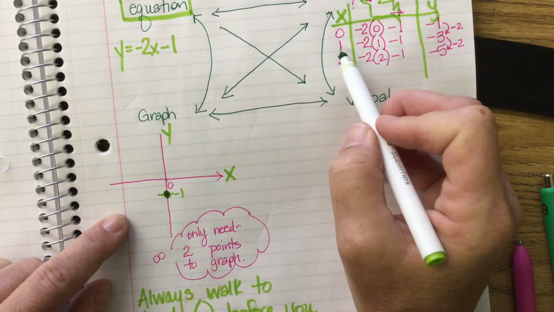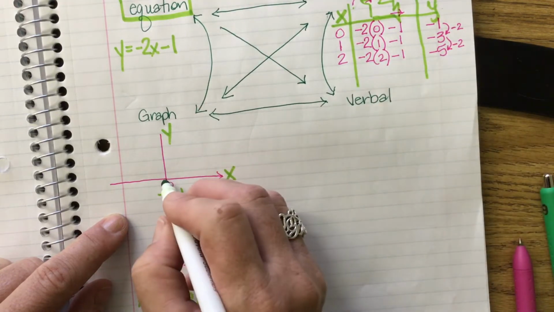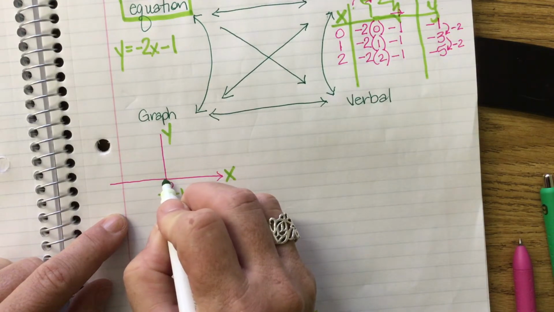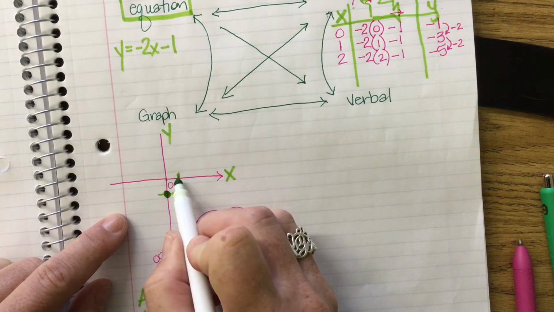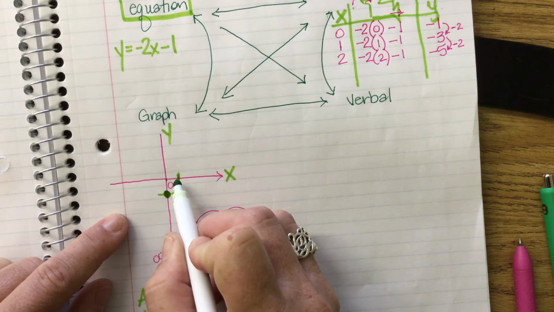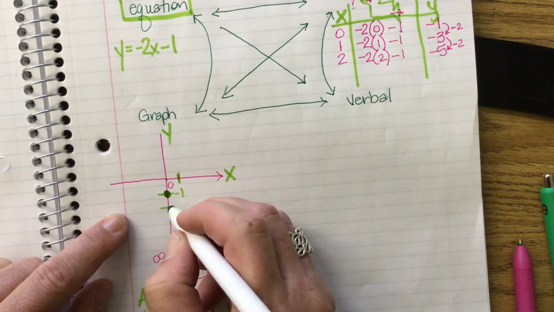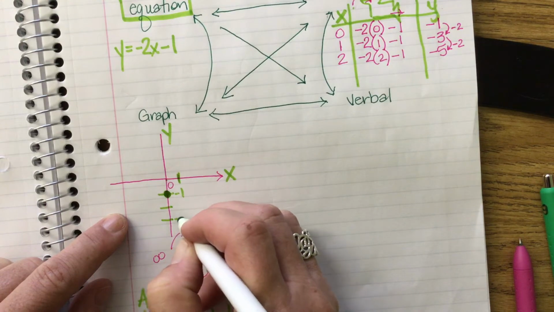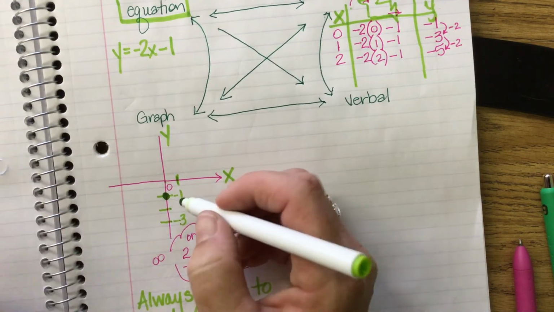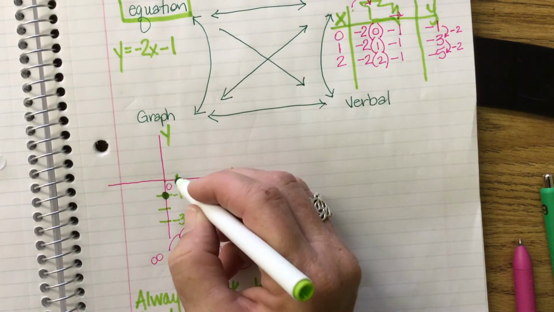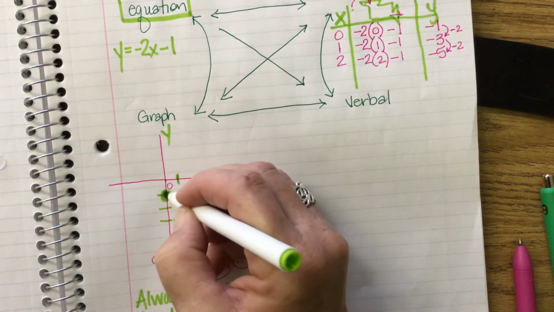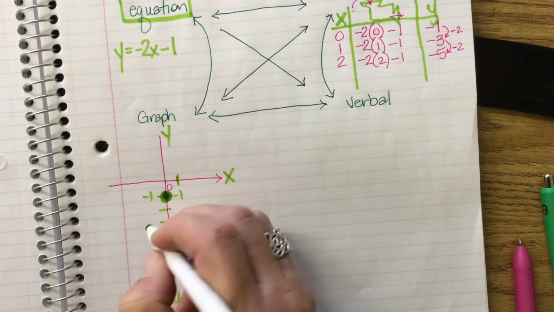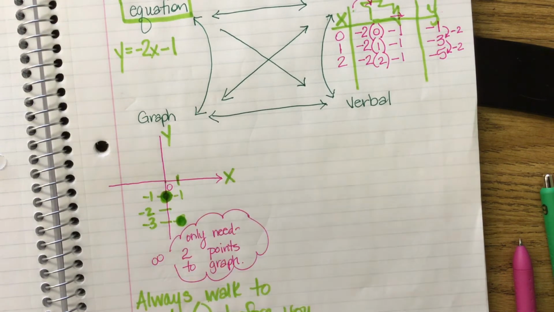Now I'm going to plot 1, negative 1. So I'm going to start at my origin, and I'm going to go to the right 1, okay? And then I'm going to go down 3. So 1, 2, I have a negative 3. And I'm going to go over, and then 1, 2, 3. Sorry about that. I'm going to make these bigger. So this would be negative 1, this would be negative 3, negative 2.